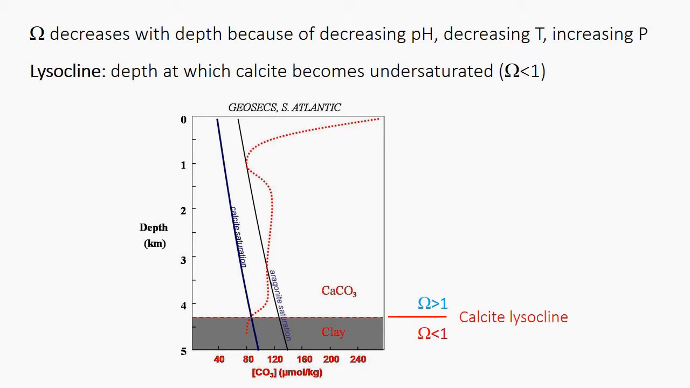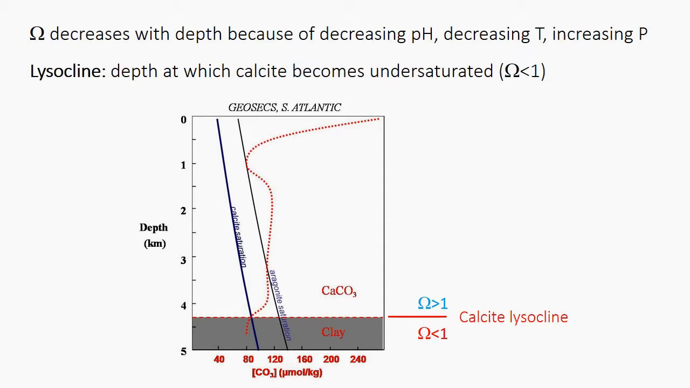So saturation state omega decreases with depth. This is especially because of the effects of decreasing pH, but also due to the effects of decreasing temperature in deeper waters and the effect of increasing pressure. So there is a depth in the ocean, typically around 4 to 5 kilometers today, where the carbonate ion concentration, the dashed red line in the graph here, becomes lower than the saturation state, which are the vertical blue lines.